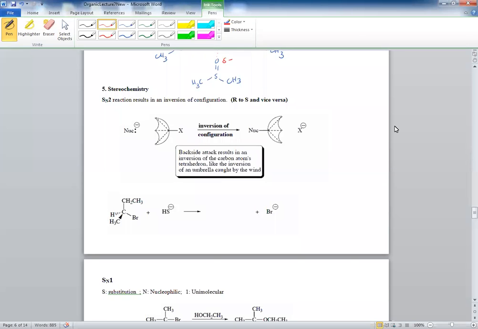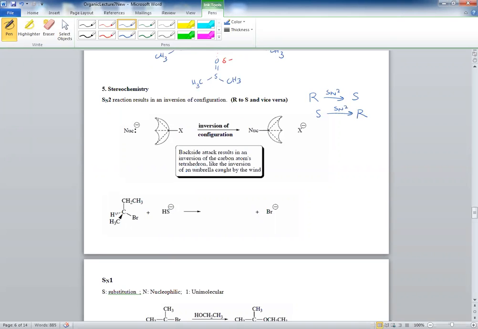Lastly is stereochemistry. In an SN2 reaction, we notice that there's an inversion of configuration. And that just simply means that if you start with an S or an R, you get the opposite configuration. So if you start with an R, after SN2, you get the S. If you start with S, after the SN2 reaction takes place, you get an R.